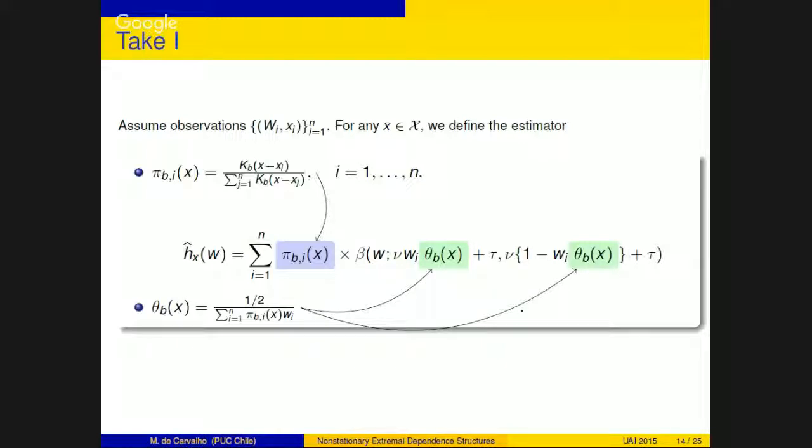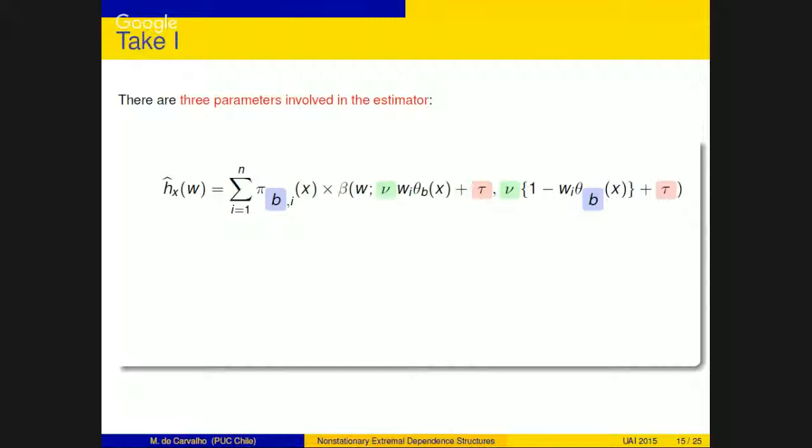Now there's this theta b of x, which asymptotically tends to be concentrated around 1/2, and that's really easy to see if you're familiar with the Nadaraya-Watson estimator, because the denominator would be an estimator of the conditional mean, which needs to be 1/2, so you get 1/2 divided by 1/2 here.